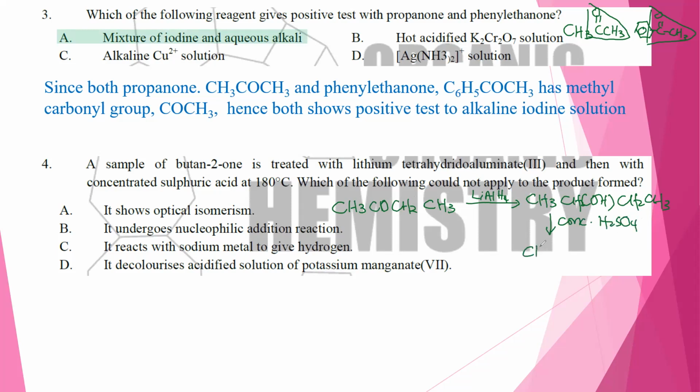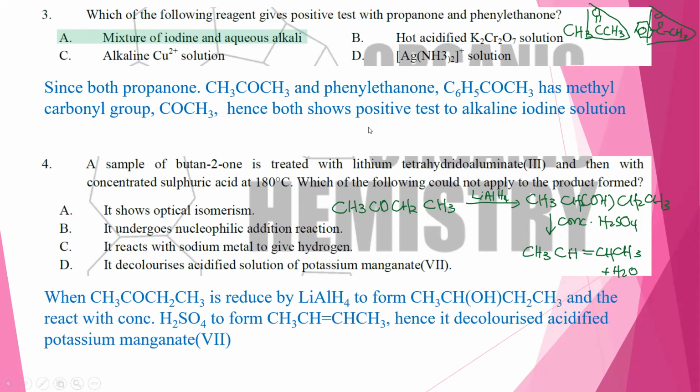You follow the Zaitsev rule, so CH3CH=CHCH3. This is a dehydration. So this is the possible change of the reaction that takes place. Let's have a look at the product formed in here. Does it show optical isomerism? No. This one shows geometrical isomerism, yes.